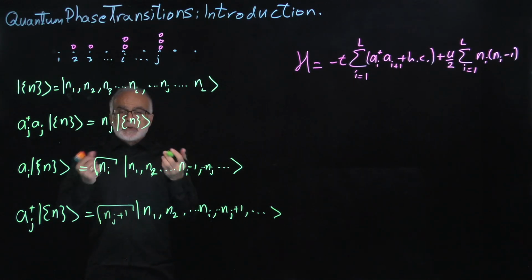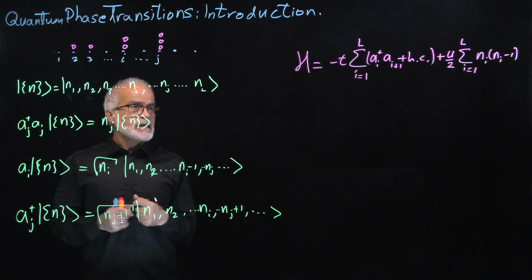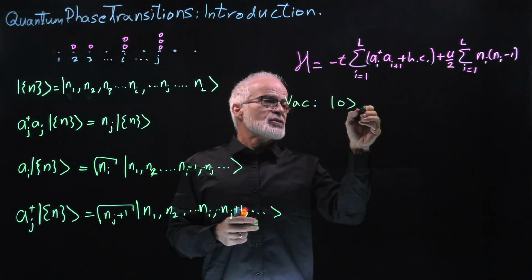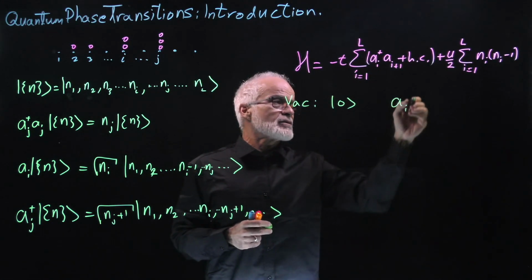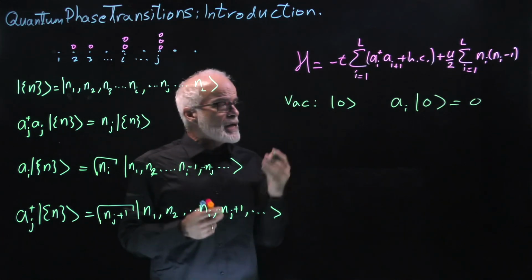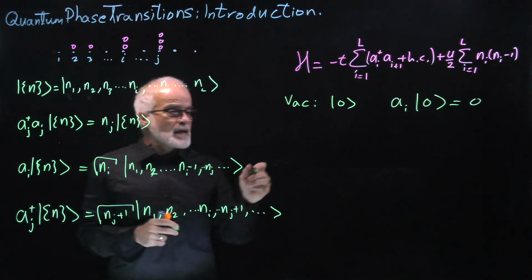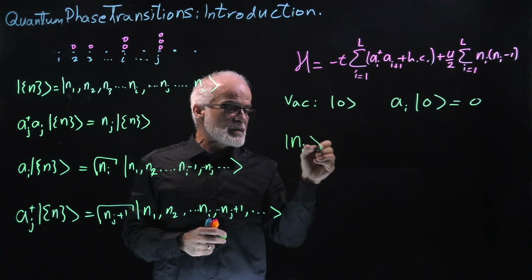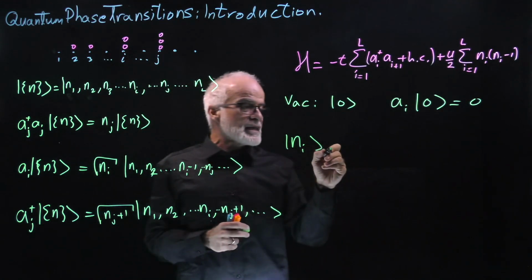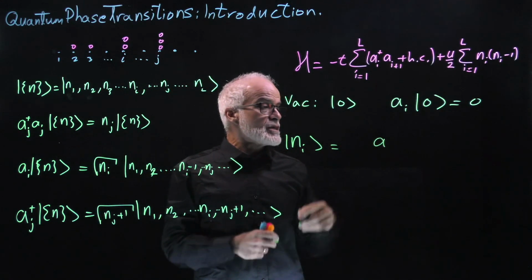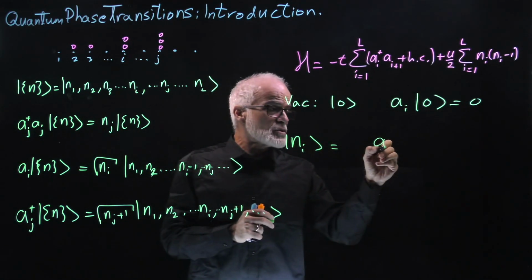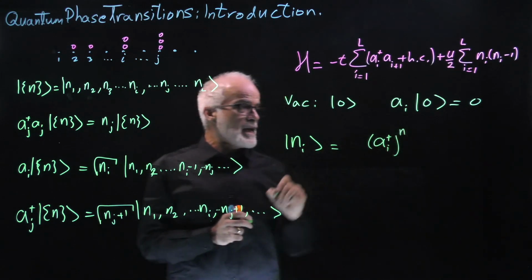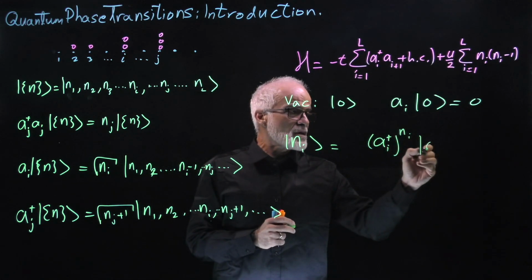And so now, to create a state, what do we need? We need the empty state, the vacuum, which we denote by 0, and which has the property that any destruction operator acting on the vacuum just gives us 0, and then we can build our states from this empty state. So a state which has n_i particles on site i can be created by applying the creation operator n_i times. On site i, the creation operator is a_i dagger. I need to apply it n_i times. It acts on the vacuum.